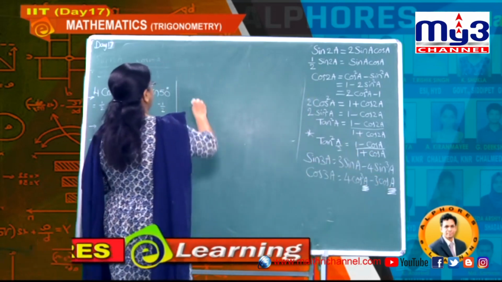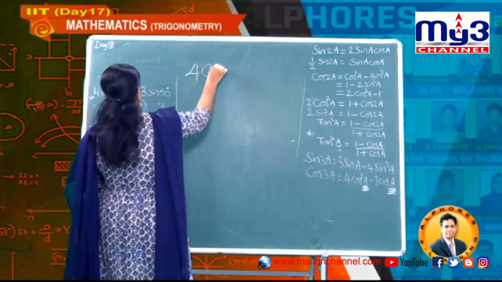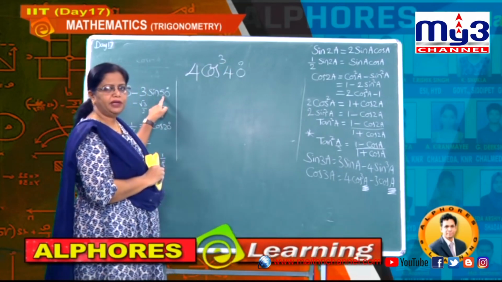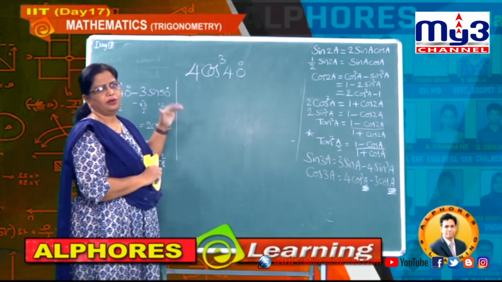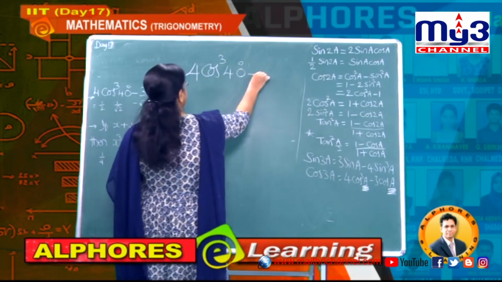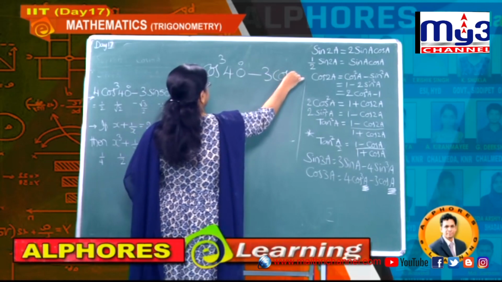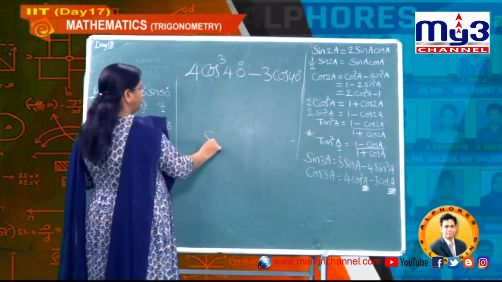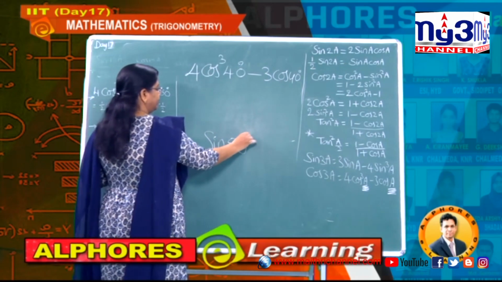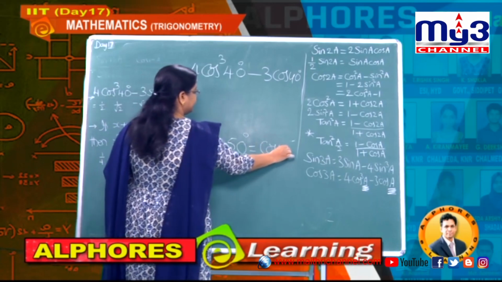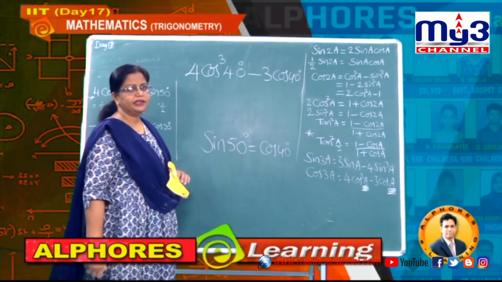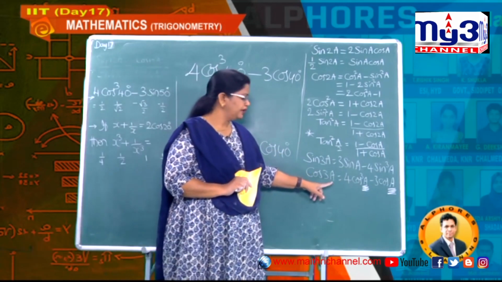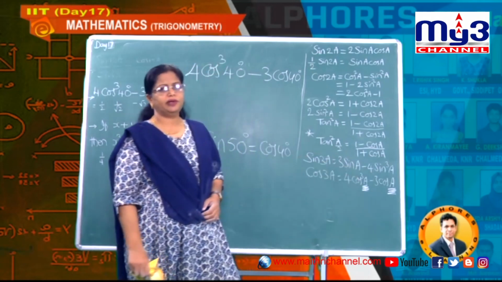Therefore let us take this problem as 4 times cos cube 40 degrees, and now students, the complementary value of sin 50 is nothing but cos 40 degrees. Therefore easily you can write minus 3 times cos 40 degrees. Got it students? Sin 50 degrees is cos 40 degrees, because the sum of the angles is 90 degrees. So now you got the formula cos 3a value 4 cos cube a minus 3 cos a.